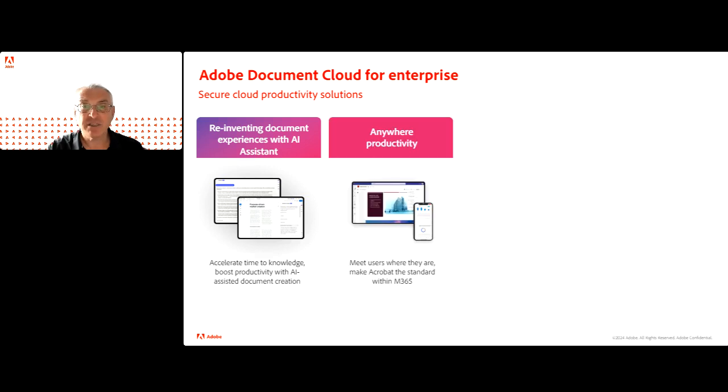The second one that we have is anywhere productivity. So traditionally, most people work from a laptop or desktop, but that's not necessarily the case. You might want to work on the go, on a mobile, or in a collaborative environment such as Microsoft Teams, or even on the web. So Acrobat can plug into the standard M365 environment, things like Word, Outlook, Teams. So we're trying to give you that whole concept of collaboration, making you be able to work faster and more streamlined.